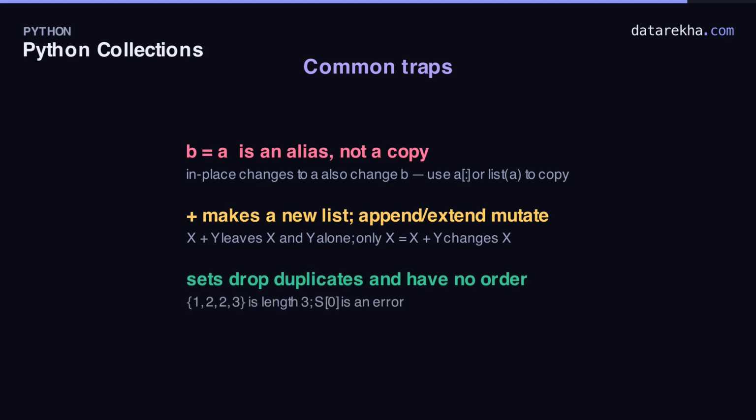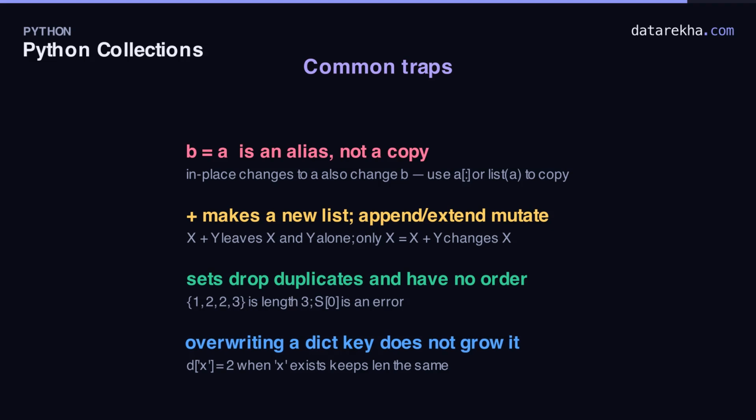Trap 3. A set silently throws away repeats and it has no positions at all. So asking for s[0] is an error, not the first element. And trap 4. Reassigning an existing dictionary key just updates its value. The length only grows when the key is genuinely new.